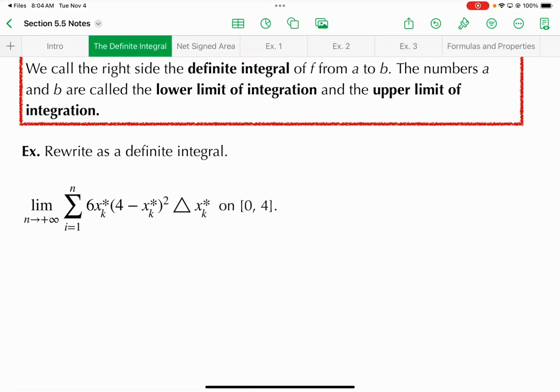So what we can do instead of writing this as the limit of a sum is write it using our integral symbol, and it's much easier to write and work with in that case.